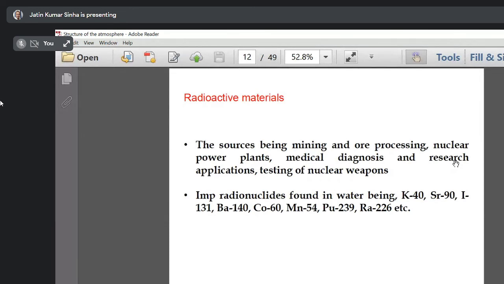The common radioactive materials found in water are potassium 40, strontium 90, iodine 131, barium 140, cobalt 60, manganese 54, plutonium 239, radium 226. So these are the common radioactive metals found in water as inorganic pollutants.